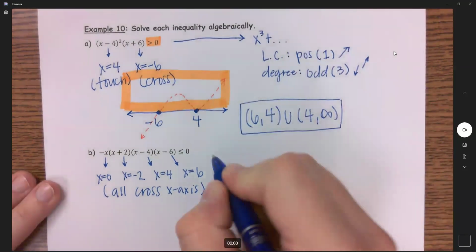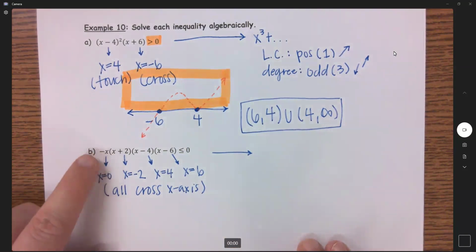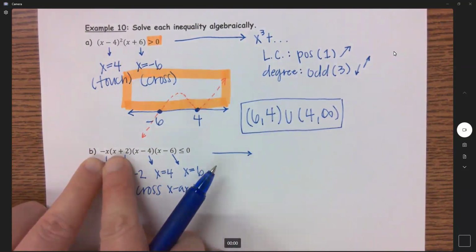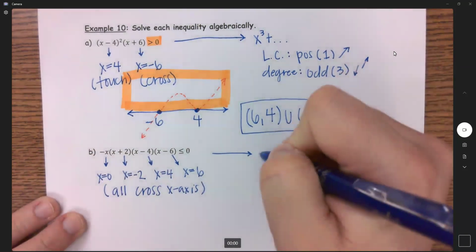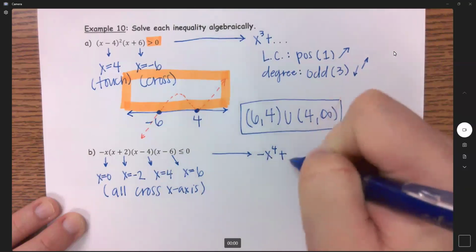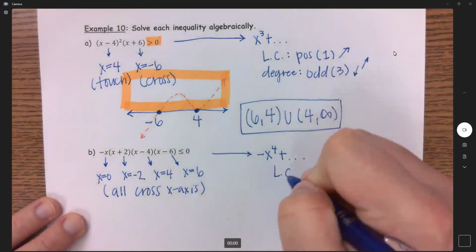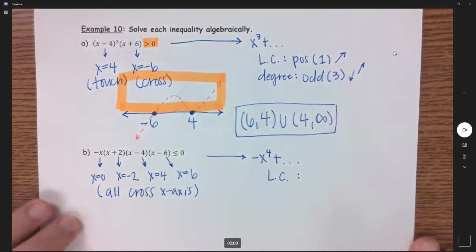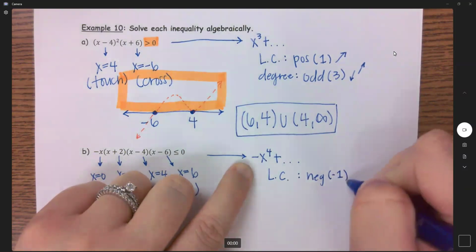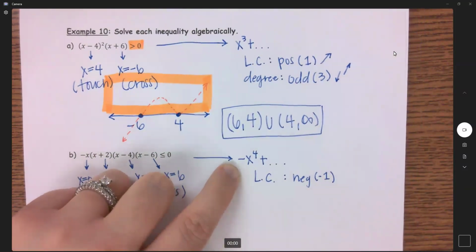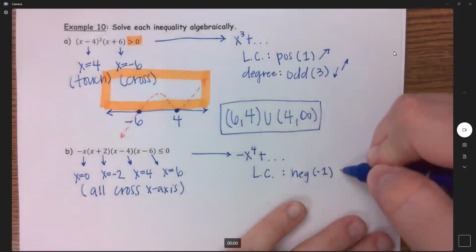Okay, now we need to figure out that end behavior. So if I was to multiply, we have -x, x, and x. We have 1, 2, 3, 4 x's with a negative out front. So this would be -x to the 4th plus some stuff. So starting with that lead coefficient, if that lead coefficient is negative, specifically here, it's a -1. Negative leading coefficients means this graph is going to end down.